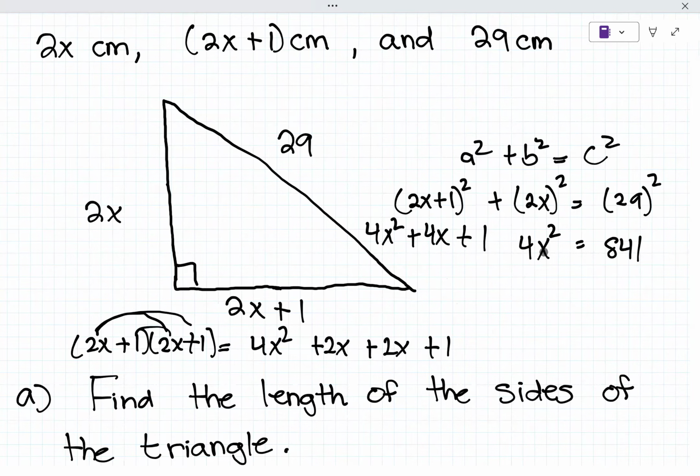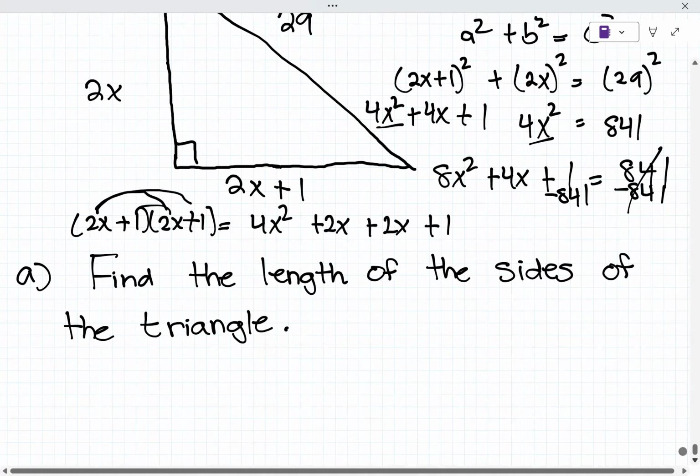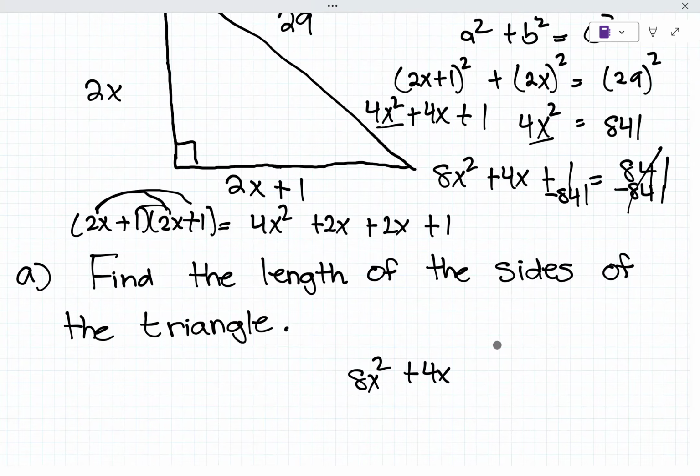And then clean this up. 4x squared plus 4x squared is 8x squared. And then this is 4x plus 1 equals 841. Okay, so then I'm going to subtract 841 because we got to solve, right? Equals 0. So you have 8x squared plus 4x. What's 1 minus 841? Negative 840.